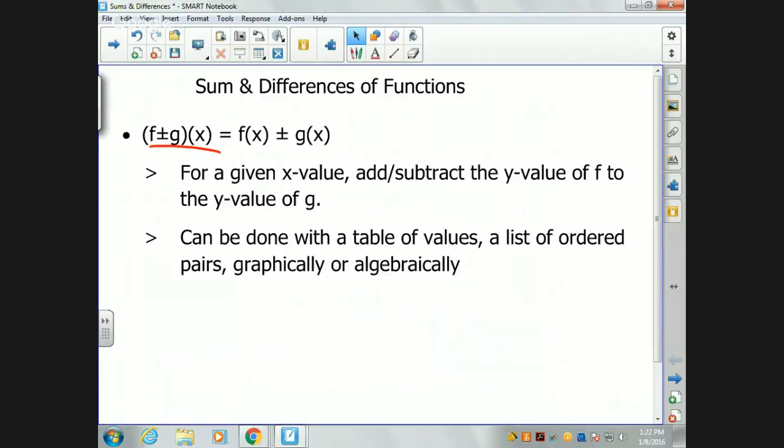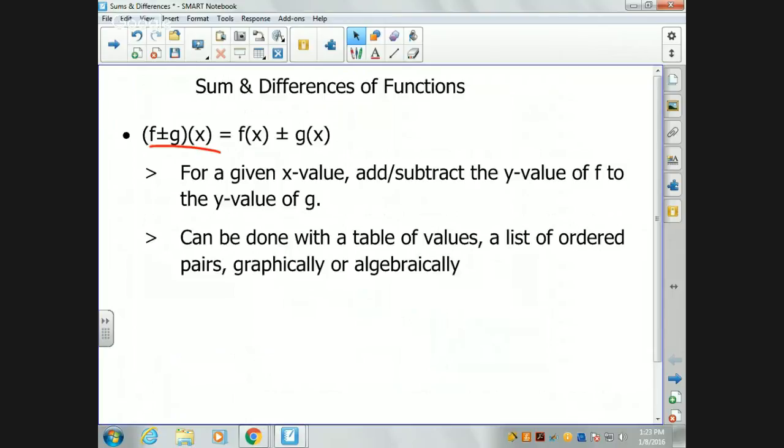What it means in this case is for any given x value, if we want to find the y value of our new function, f plus g or f minus g of x, we just add or subtract the y values of f and the y values of g. So take the two y values, add or subtract them accordingly, and whatever answer you get is the y value that goes with f plus g of x. And we'll do an example so you can see what that looks like.